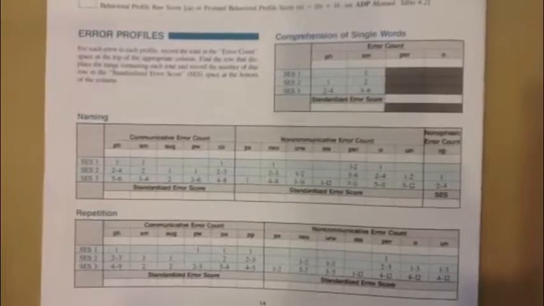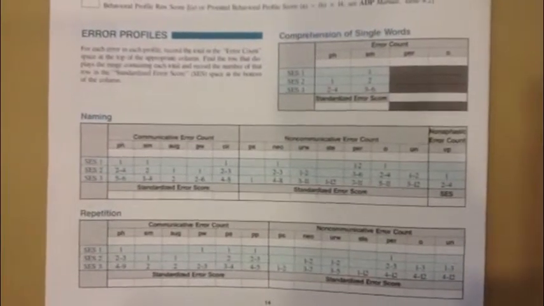All right, here's the fun part. It's time to score the exams. There are 4 sections: the error profiles, the classification profiles, the scoring worksheet on the back, and the scoring summary. We're going to start with error profiles. For the error profiles, follow these steps.